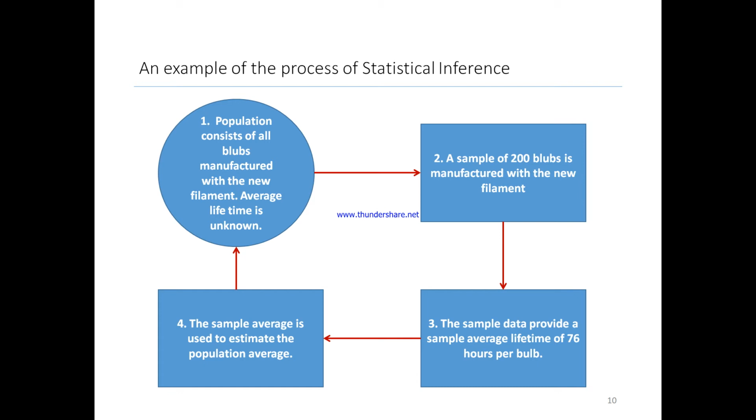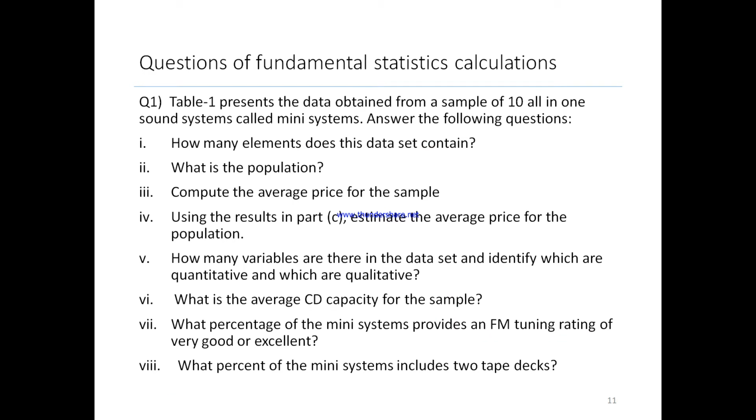So it may be the same as all the bulbs in this population. So based on the sample we give a conclusion about all the bulbs in the population. So that's how we are making inferences about the population using sample data, right?